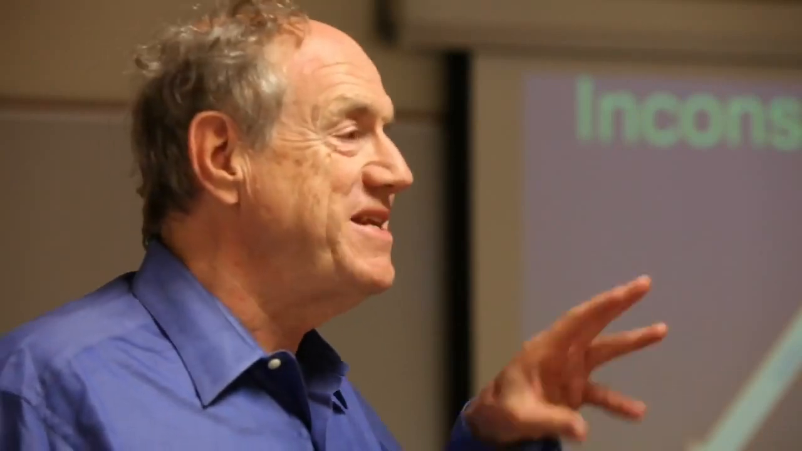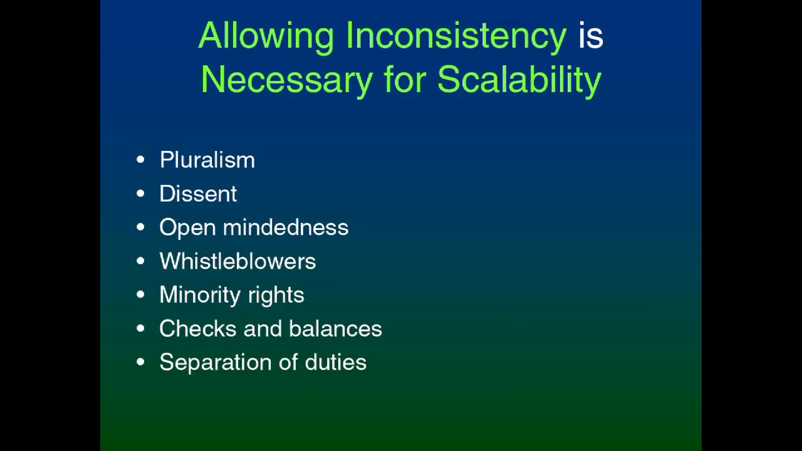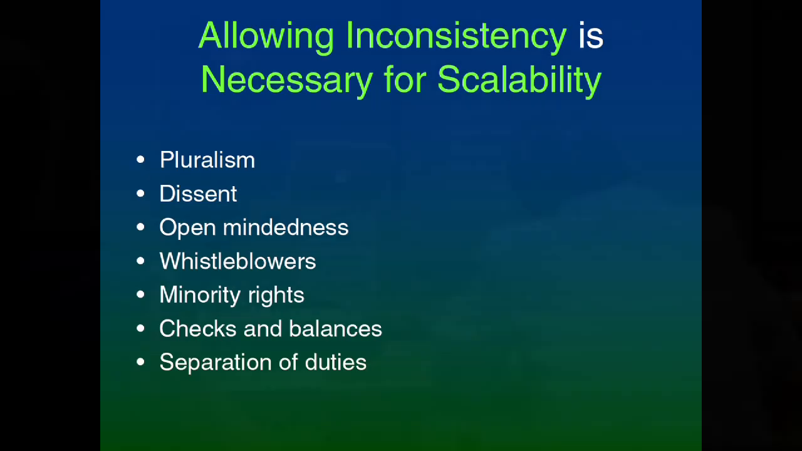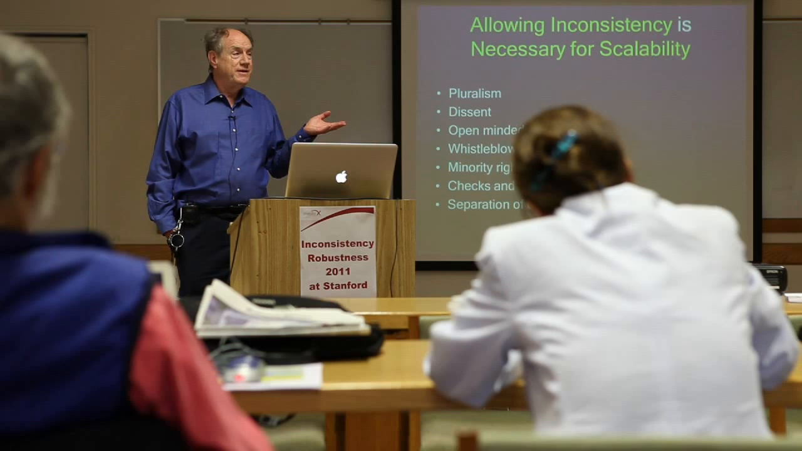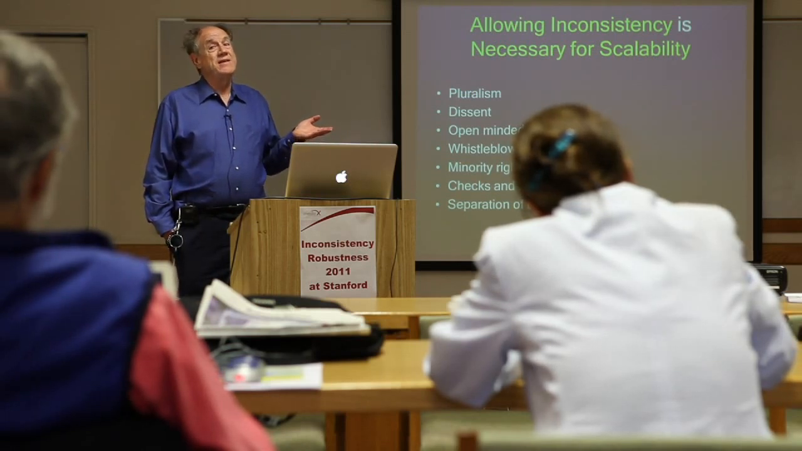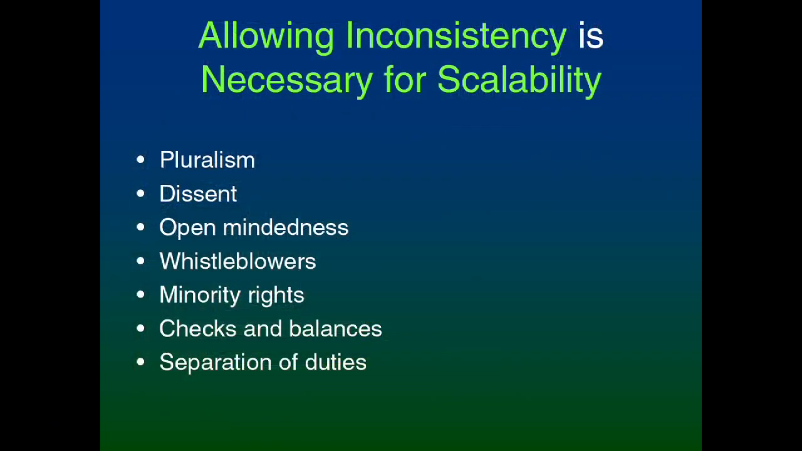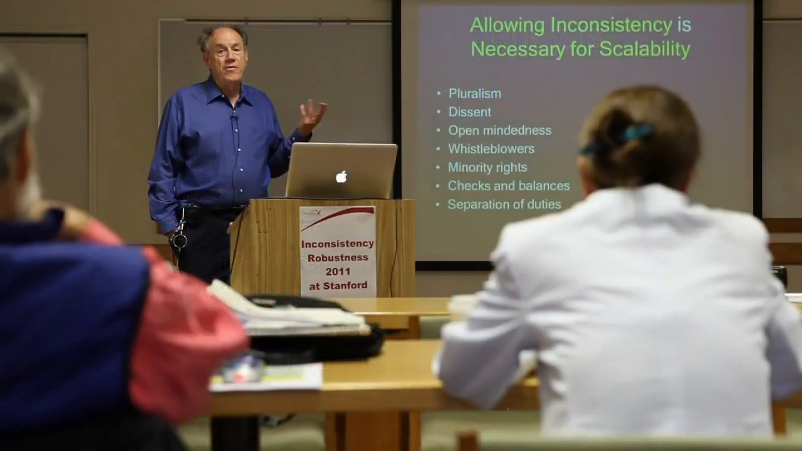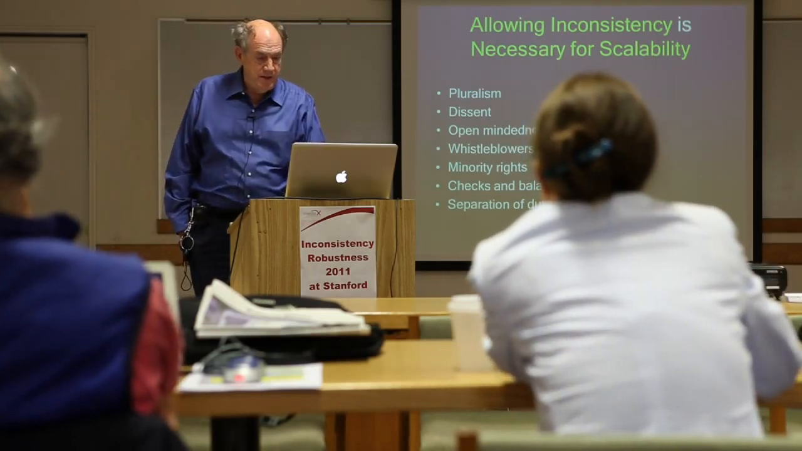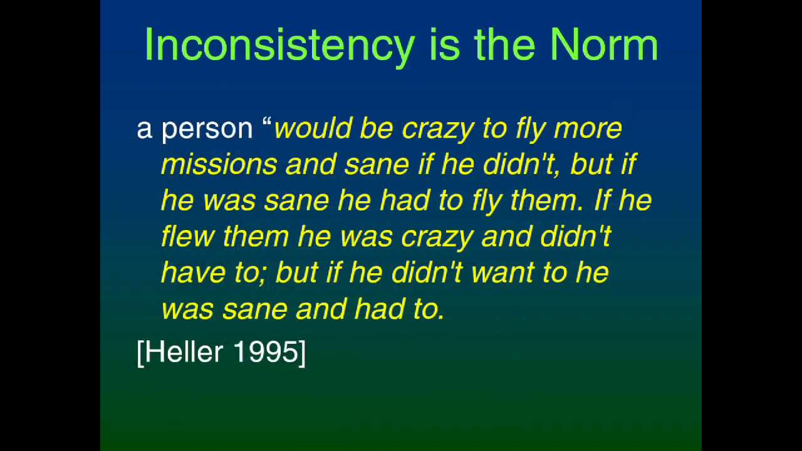And then there's this famous saying from sociology, I don't even know who invented it, that where you sit is where you stand, okay? So if you sit in accounting, you will stand for accounting, etc. And so the thesis is that in these large-scale systems, allowing inconsistency is necessary for scalability. You can't get it any other way. It's necessary for pluralism, and unless you're going to try to wipe out dissent the way that Stalin did in the Politburo, you need dissent, you need open-mindedness, you need whistleblowers, we need minority rights, we need checks and balances, and we need separation of duties. And all of those require inconsistency. So inconsistency is the norm.